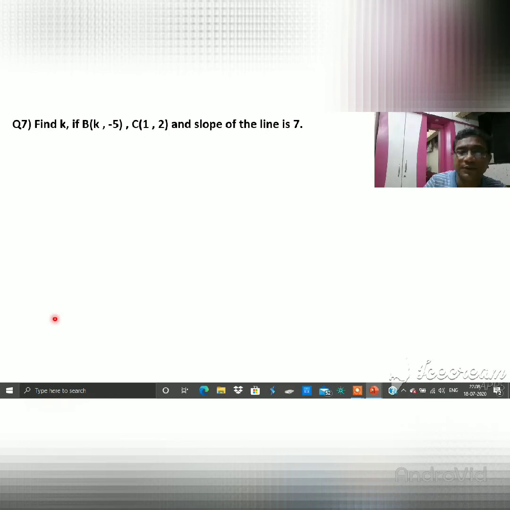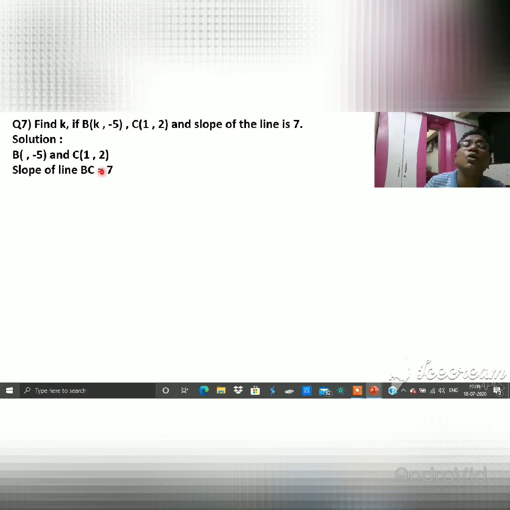Then problem number 7. Find k. In this problem also you want to find out k. Find k if the coordinates of B are k, minus 5 and the coordinates of C are 1 and 2, and the slope of line BC is 7. Okay, the same kind of problem is given to you. So first you write the coordinates of B, that is k, minus 5. So we want to find the value of k. So I write slope of line BC is 7.